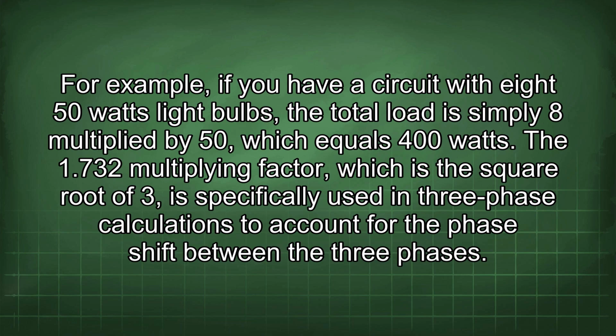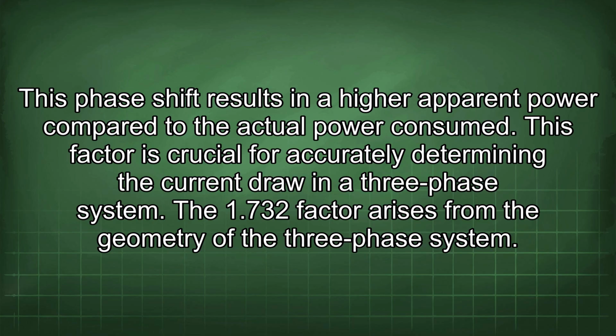The 1.732 multiplying factor, which is the square root of 3, is specifically used in three-phase calculations to account for the phase shift between the three phases. This phase shift results in a higher apparent power compared to the actual power consumed. This factor is crucial for accurately determining the current draw in a three-phase system.